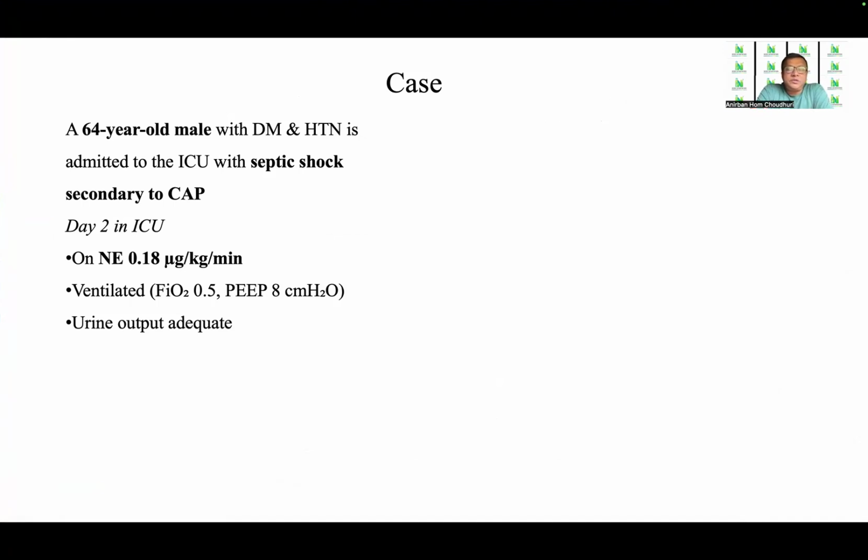During his stay in the ICU on day 2, the patient is still on noradrenaline at 0.18 mcg per kg per minute and is ventilated mechanically on a controlled mode with an FiO2 of 0.5 and PEEP of 8 centimeters of water. Urine output is adequate. And suddenly the bedside monitor alarms.